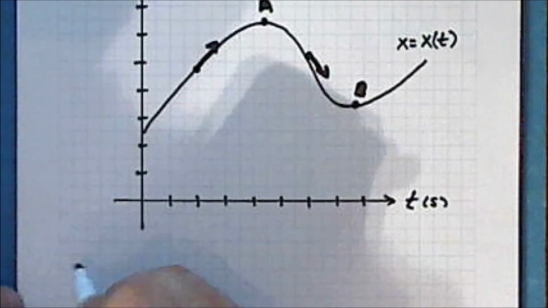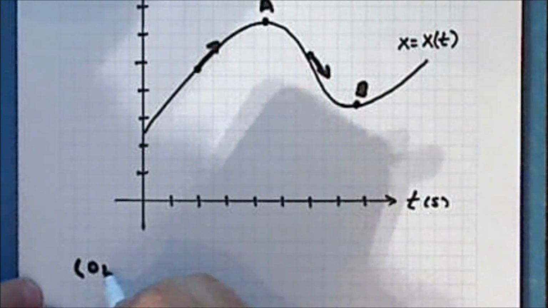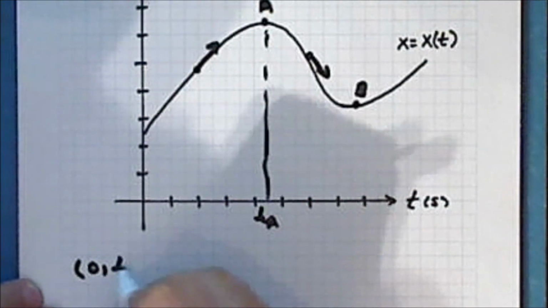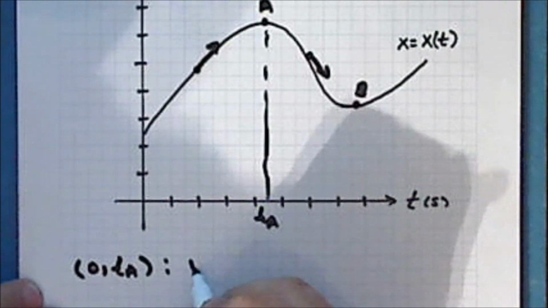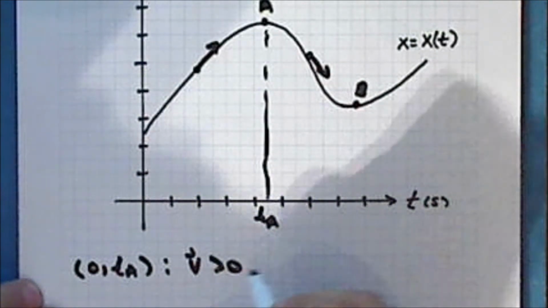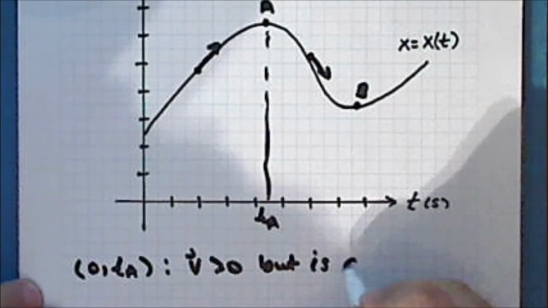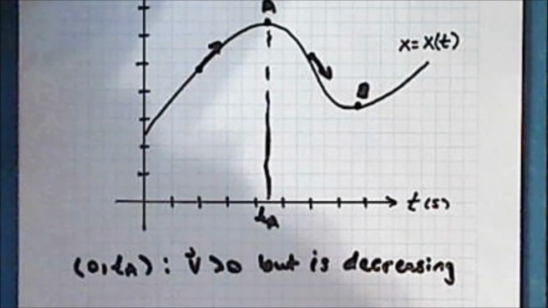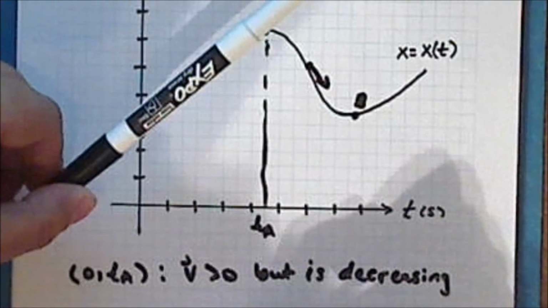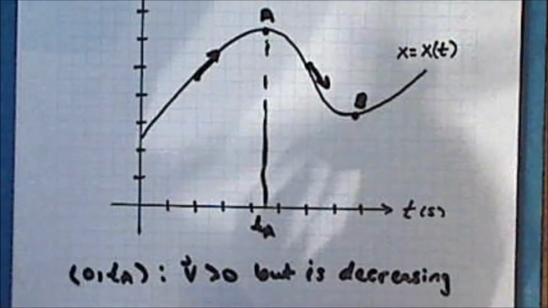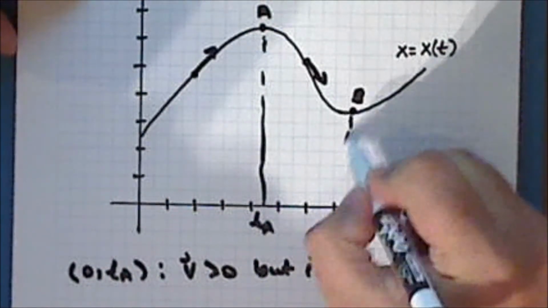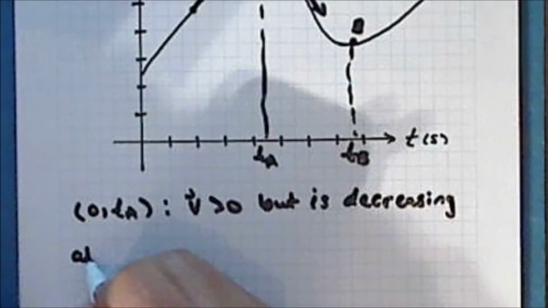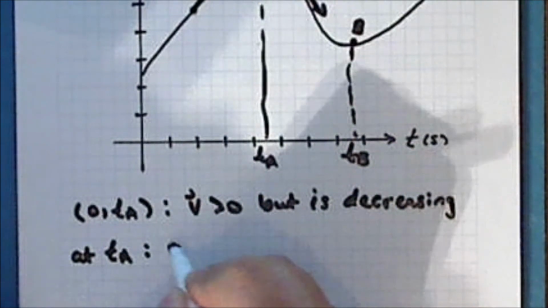So during the time interval from 0 to the time t sub A, the velocity is positive but is decreasing. And we know that the velocity is decreasing since we go from a positive slope to a zero slope. And at the time t sub A, the velocity is 0.